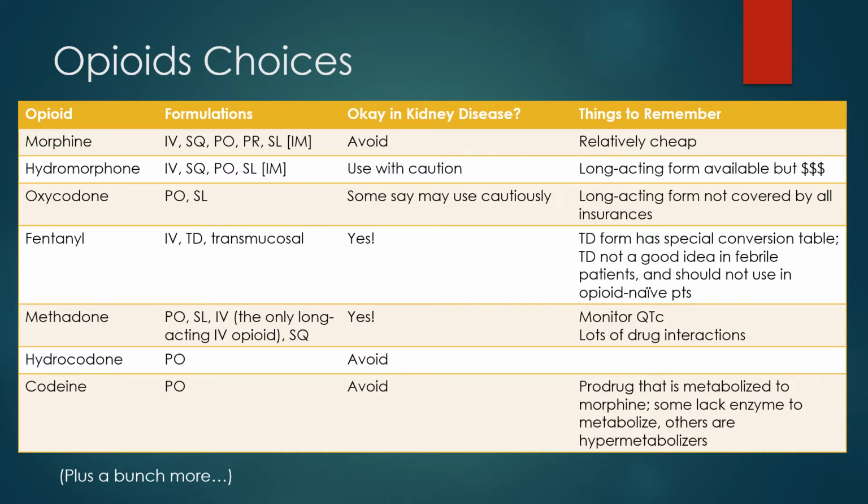Fentanyl can be used in kidney disease. The transdermal form has a special conversion table and is not a good idea to use in febrile patients and should not be used in opioid-naive patients. Methadone can also be used in kidney disease, but you should monitor QTc and there are lots of drug interactions. Hydrocodone should be avoided in kidney disease. Codeine should also be avoided in kidney disease.